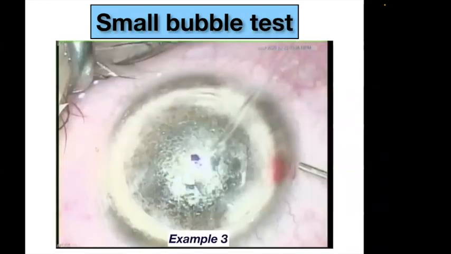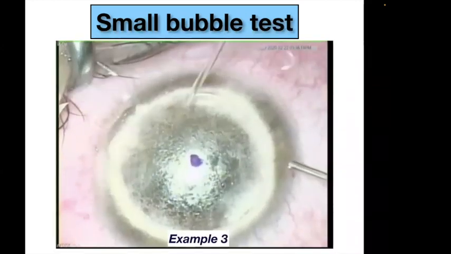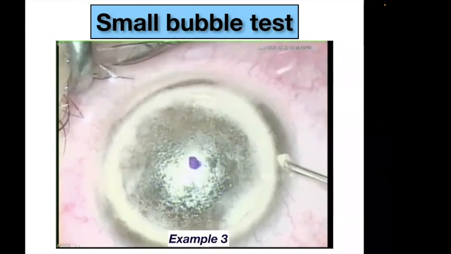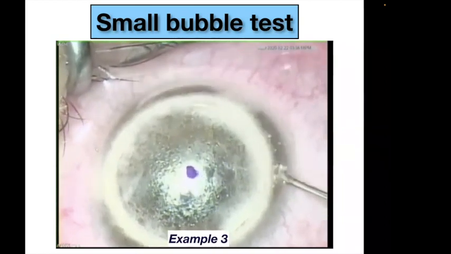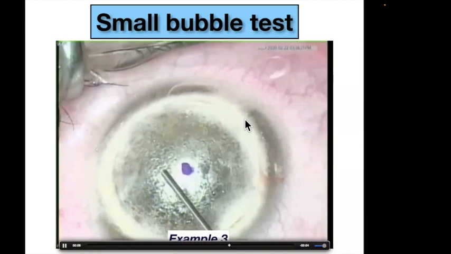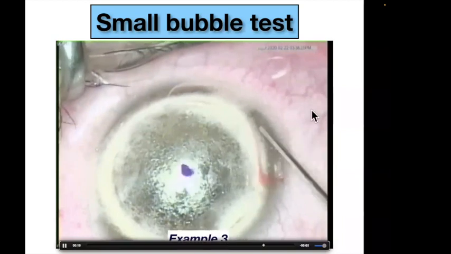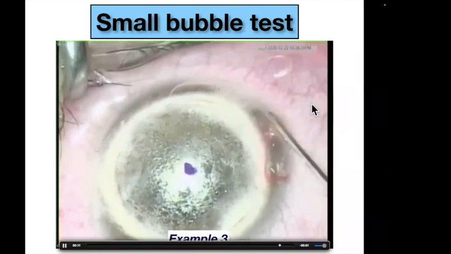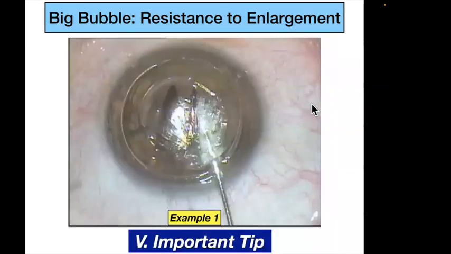Another example, as you see here, you inject the air and inject again, you will find that the bubble is trapped here. As you see, the bubble is trapped here. So this is a big bubble formation, and this is a positive small bubble test.